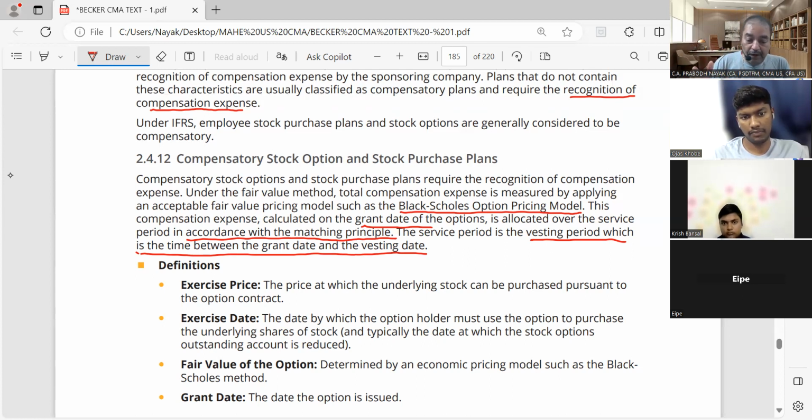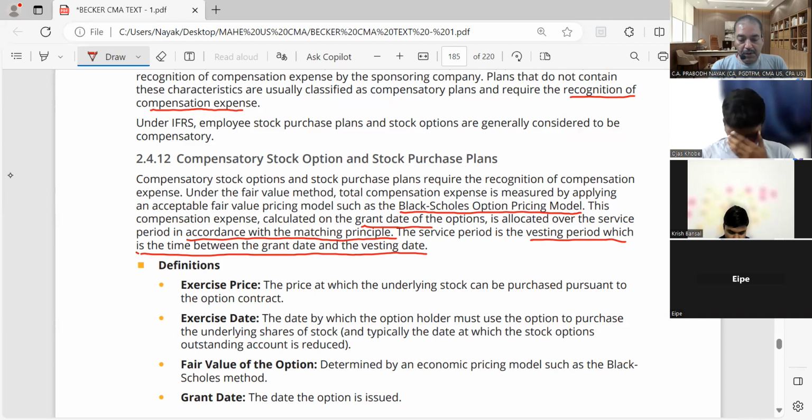So what is the exercise price? Exercise price is the price at which the underlying stock can be purchased pursuant to the option contract. So the price is fixed in advance, that at the end of 5 years, you can purchase the shares at so and so price. Of course, that price can be revised on the basis of what changes are taking place in the market.